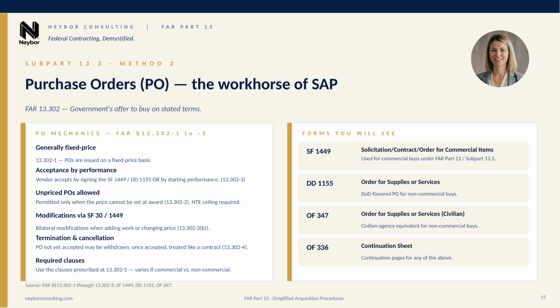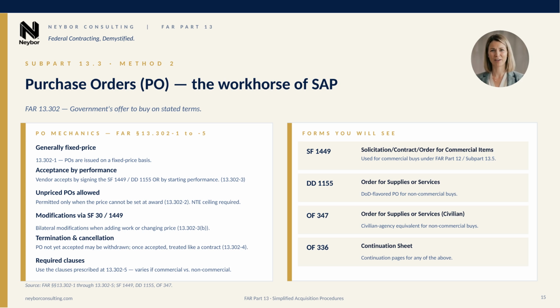After acceptance, termination follows the rules at 13.302-4. The clauses you must include are listed in 13.302-5, and they differ depending on whether the buy is commercial. On the right are the forms you will actually see. The SF-1449 is the form for commercial buys under Subpart 13.5 or Part 12. DoD agencies use the DD-1155 for non-commercial. Civilian agencies use the OF-347. The OF-336 is a continuation sheet you'll see attached to any of these.